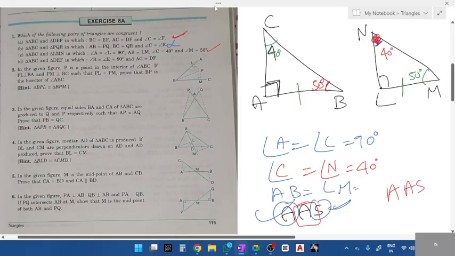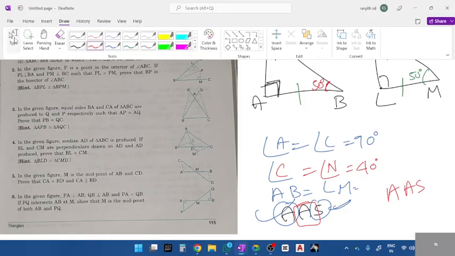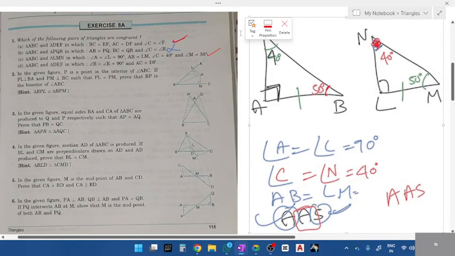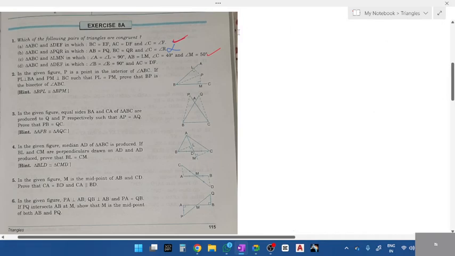Draw the diagram. Delicia, dear, did you understand? It's simple, students. Check what values they have given us and what criteria we can use. We have only four criteria.